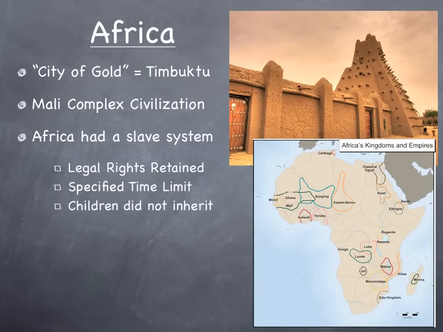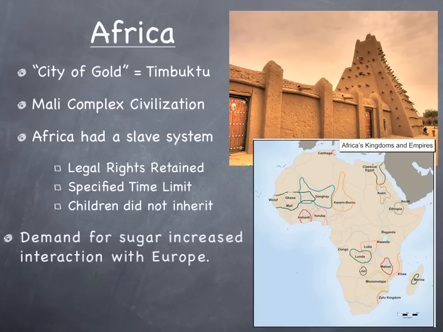So the slave system of Africa has a very different point of view, and even though they sell slaves to the Portuguese and the Dutch and the English, all at different points, they aren't thinking of, in the beginning, slavery in the way that the U.S. ends up thinking about it.